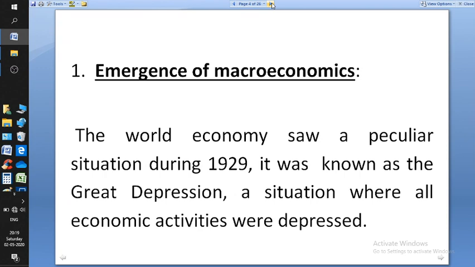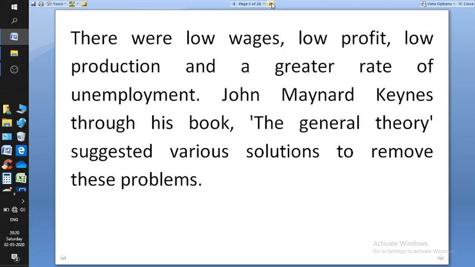The world economy saw a peculiar situation during 1929. It was known as the Great Depression. It's a situation where all economic activities were depressed. To elaborate on the situation during the Great Depression, there were low wages earned by the workers, low profit and low production faced by firms and industries, and a greater rate of unemployment for people.